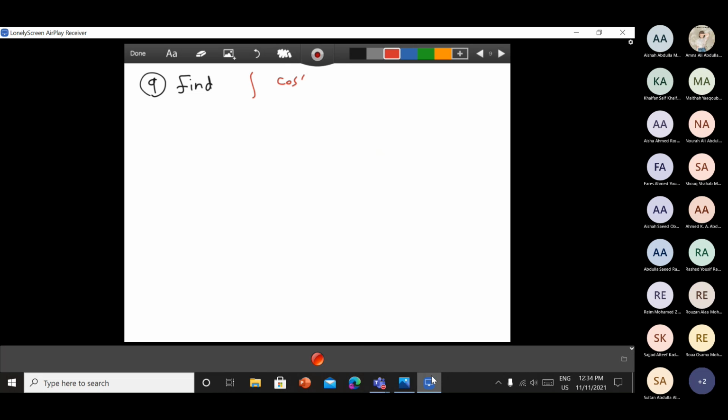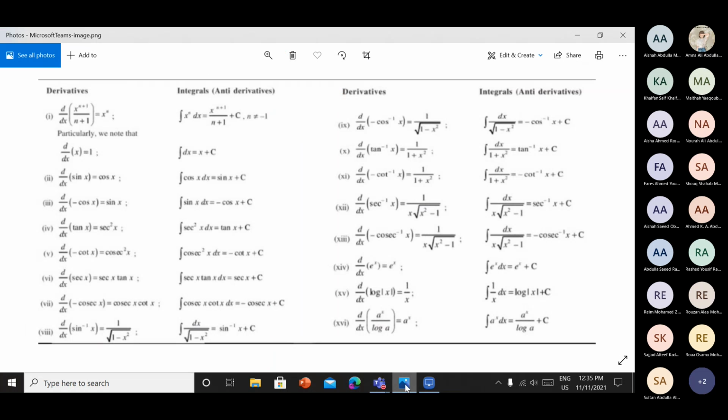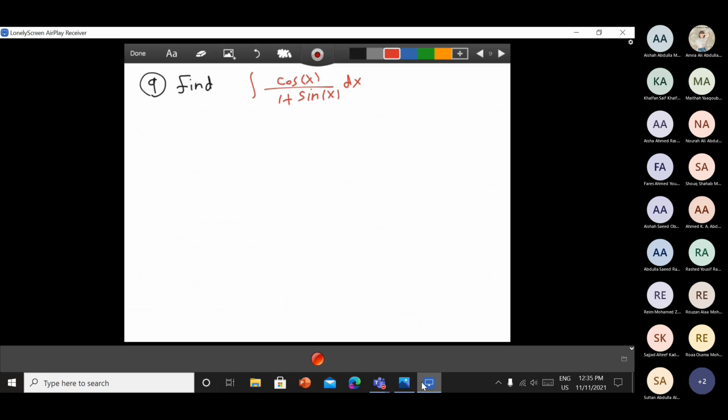Cosine x over 1 plus sine x. Do you have one like this in the table? I don't have. I have only cosine alone. So what do you have to do? I have to keep the cosine for anything, and we get rid of this one.